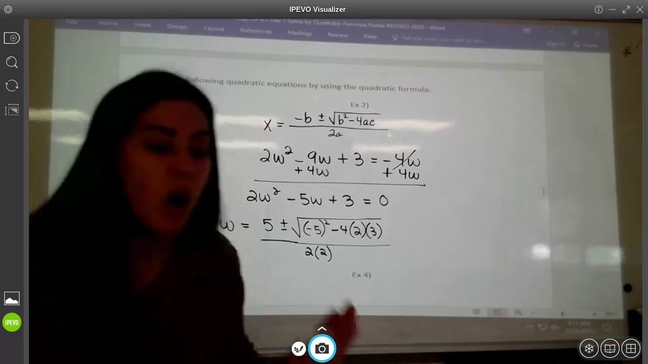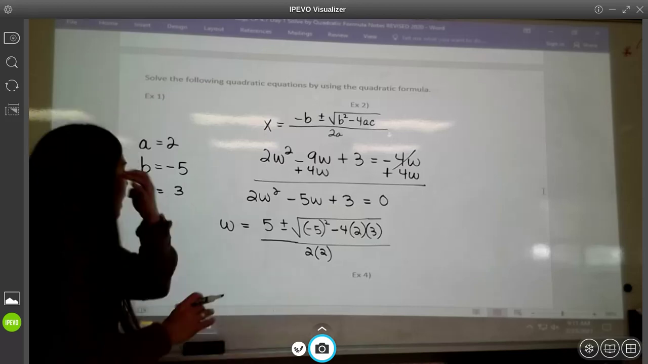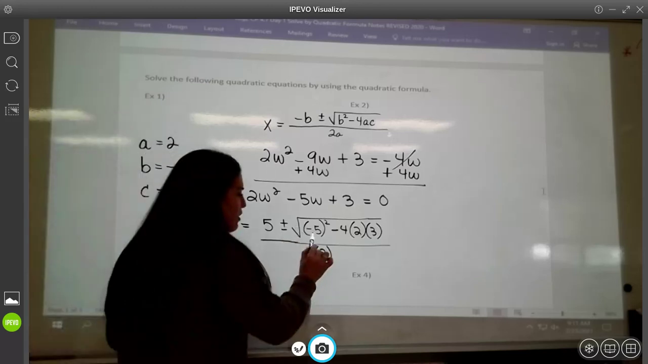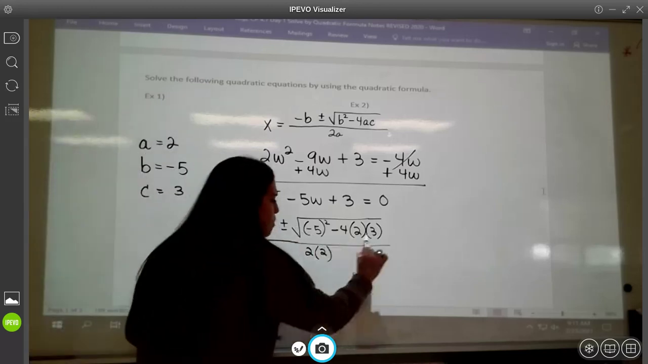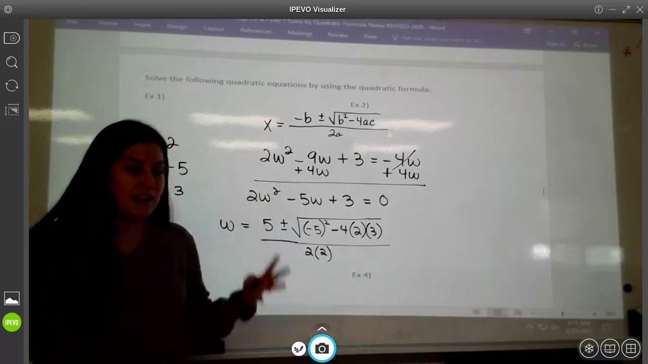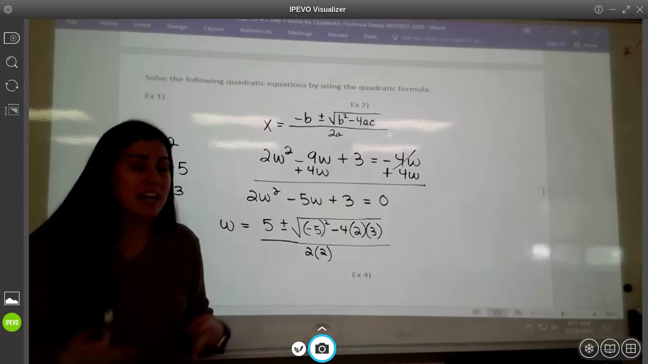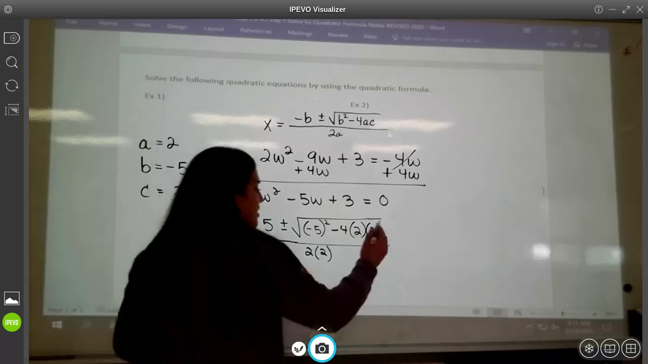Everybody all right? All right, that should be the easy part, just putting the a's, b's, and c's in their spot. Guys, the hardest part is every year I have students, this b squared minus 4ac part, some students can never get that to become the right number. So just use your calculator and type it in the exact way I wrote it. So I want you guys to do this.